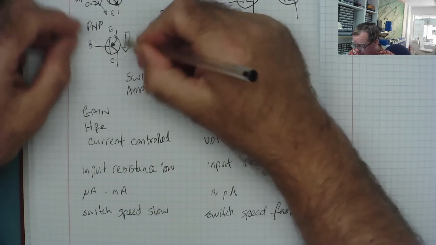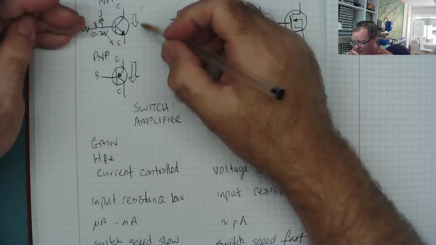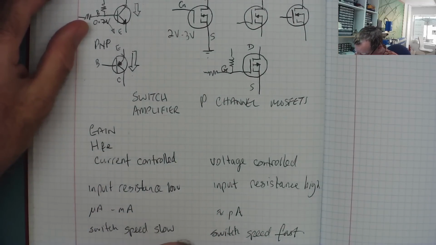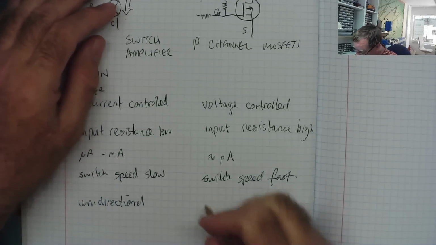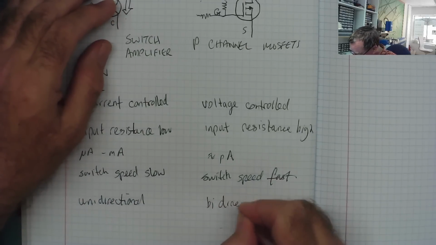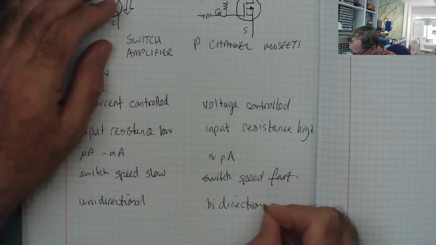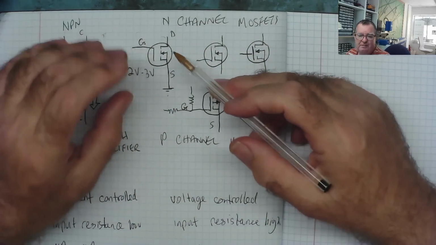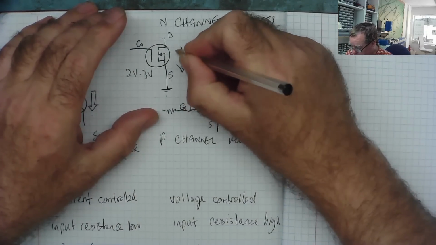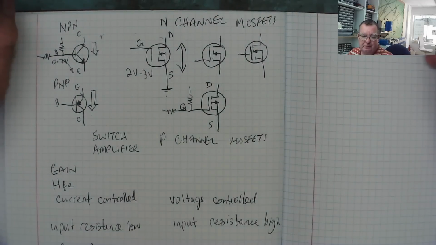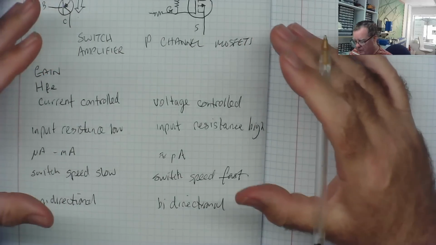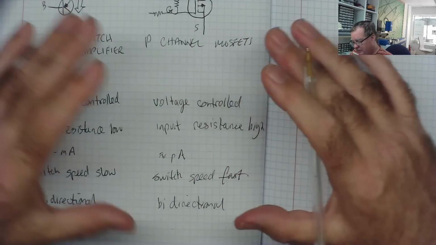In the case of your PNP, it's emitter to collector. In the case of your NPN, it's collector to emitter. They're unidirectional. A MOSFET is bidirectional. So when you turn a MOSFET on by applying voltage to the gate, current can flow in both directions. That is the basic differences between bipolar transistors and MOSFETs.